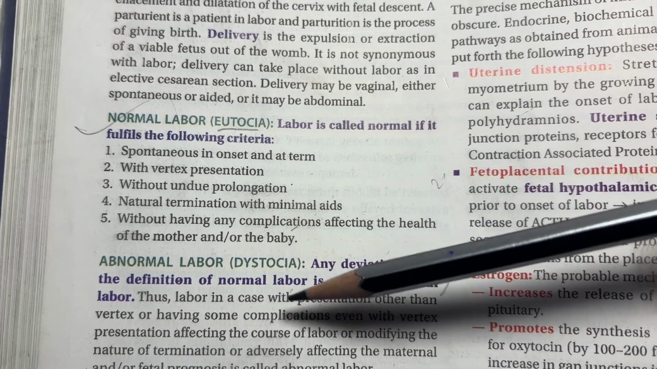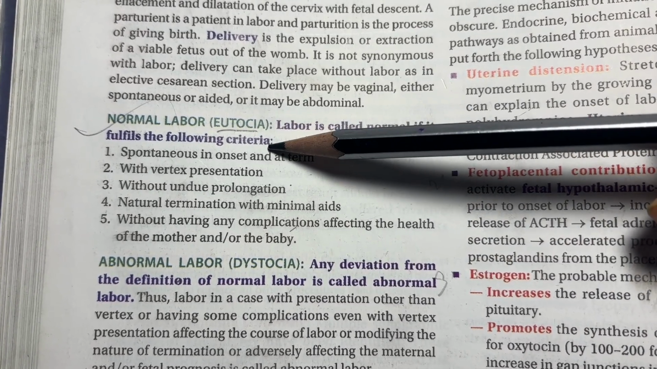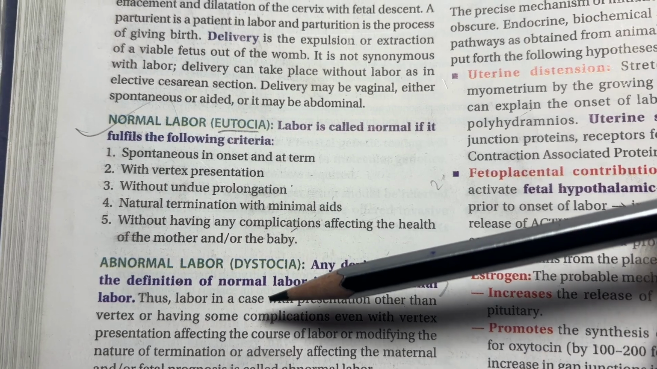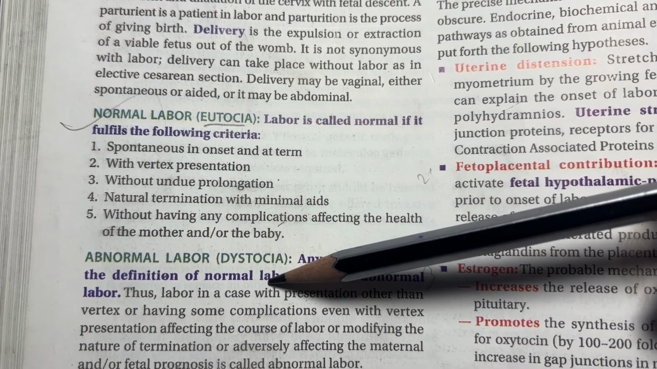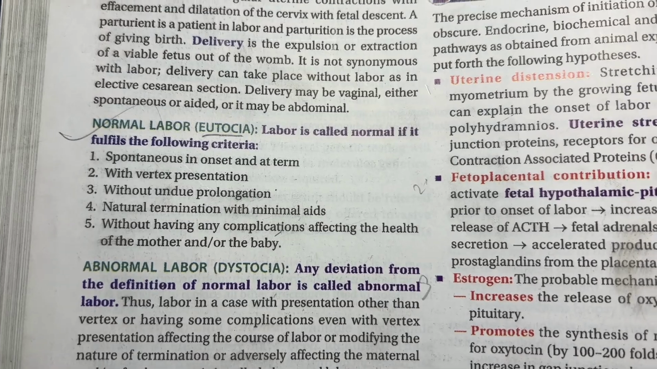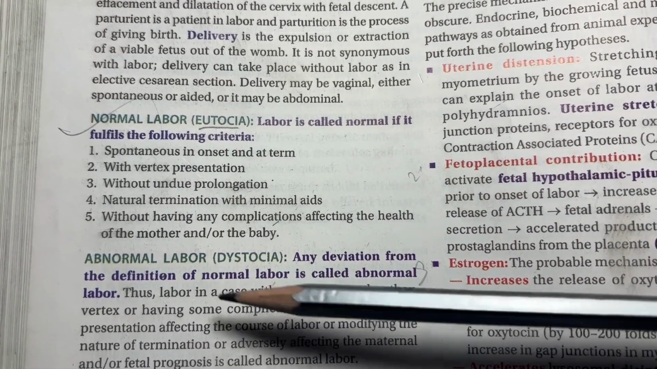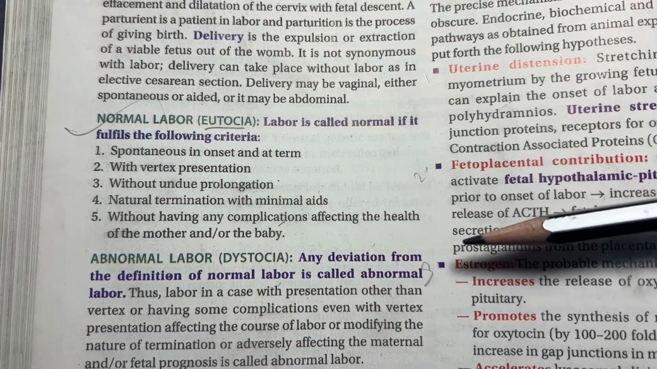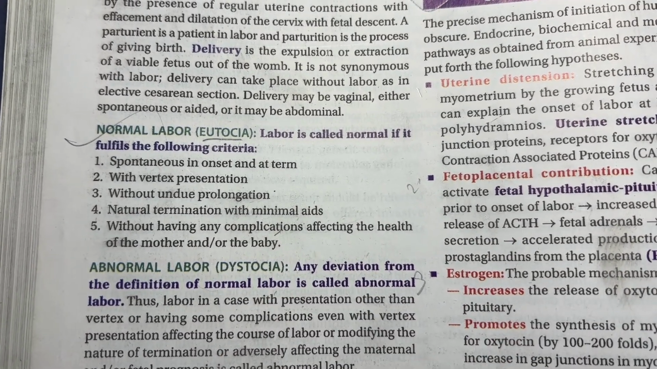And abnormal labor is also called dystocia. Normal labor is also called eutocia, and abnormal labor is called dystocia. We have to know this; sometimes it may come for 1 mark. So what is abnormal labor? Any deviation from the definition of normal labor is called abnormal labor.